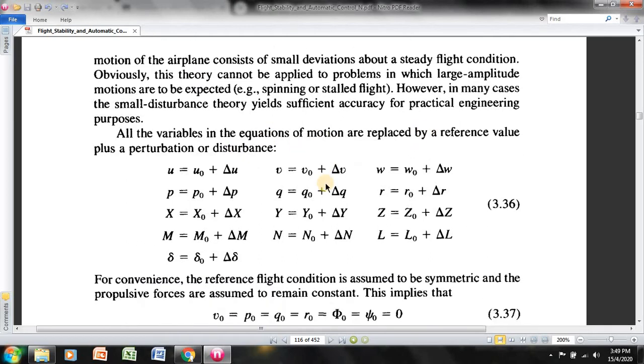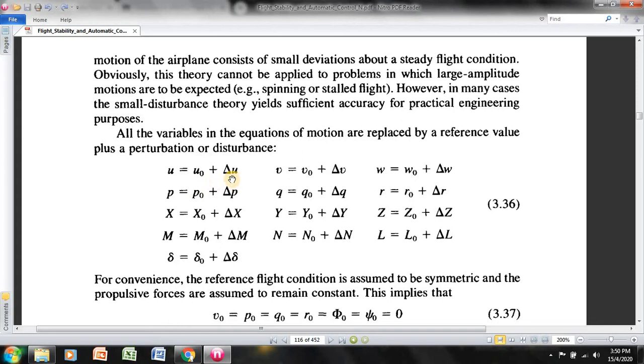Now we consider a small disturbance to the aircraft. Originally, let's say the aircraft is flying at cruising state at fixed angle of attack, fixed pitch angle, zero roll rate, zero pitch rate, zero yaw rate. Everything is in equilibrium, statically stable. And then suddenly there is a perturbation or small disturbance in any of these, in 3.36.